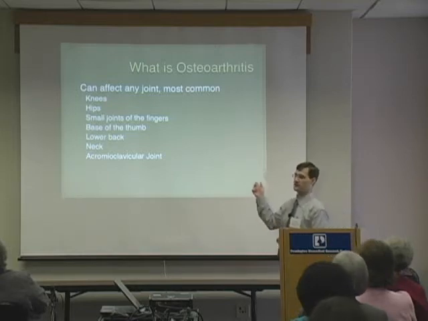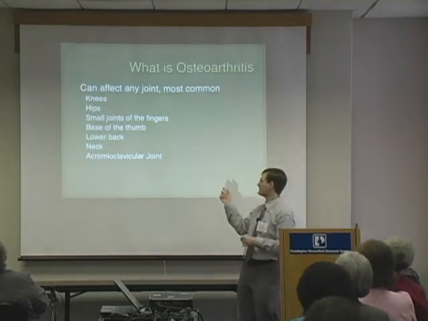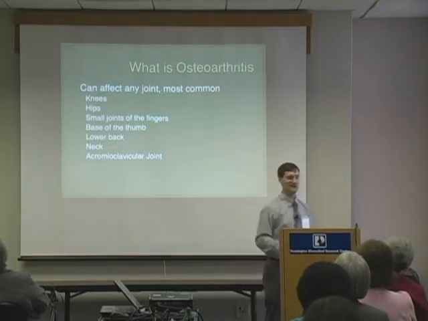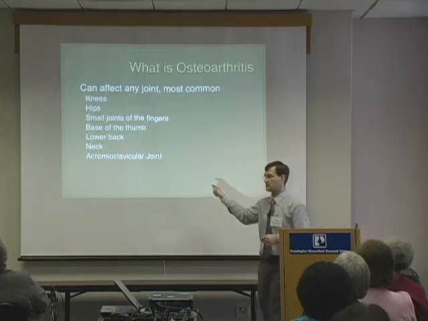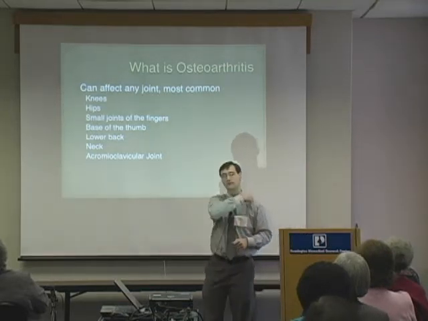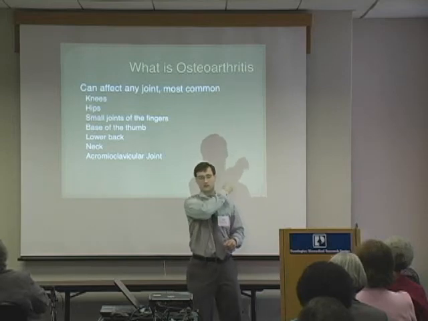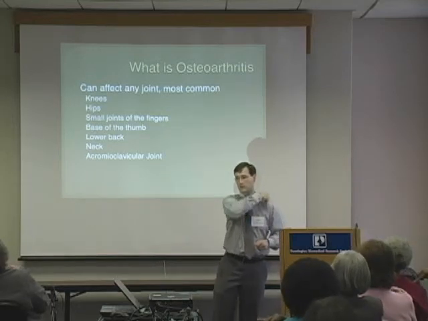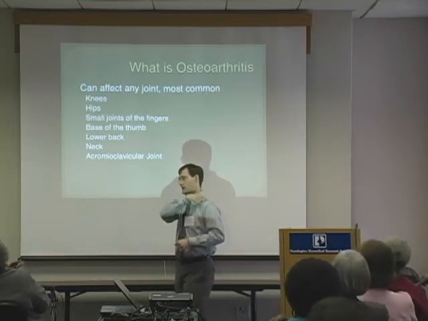And then this one interesting joint, the acromioclavicular joint. The acromioclavicular joint is a small joint on top of your shoulder. You press that hard part on the top of your shoulder. That's where your acromioclavicular joint is. That joint gets affected by osteoarthritis.